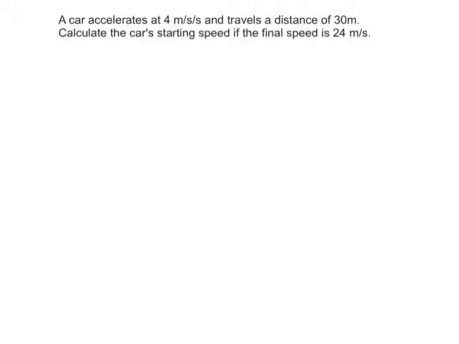Okay, let's look at some more equations of motion. So when you've got this problem here, the car accelerates at 4 metres a second per second, travels a distance of 30 metres. Calculate the car's starting speed if the final speed is 24. So best advice is to actually write down the quantities.